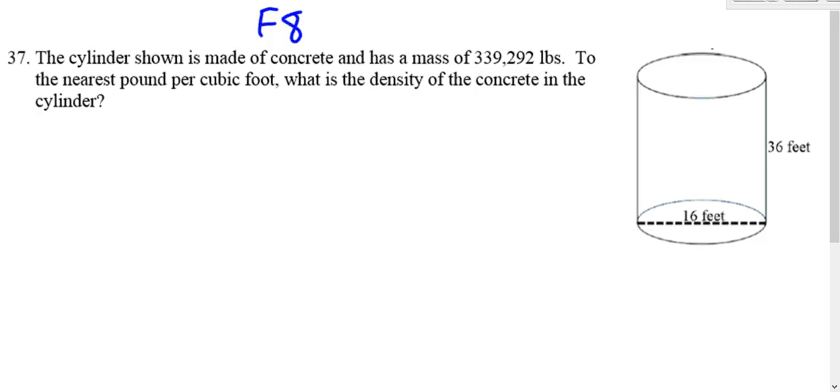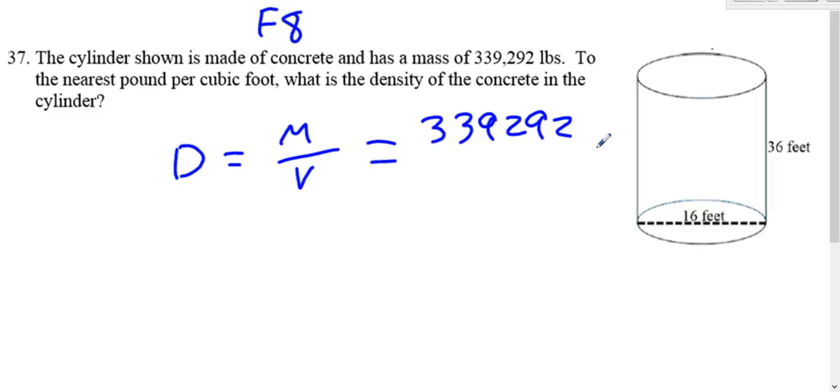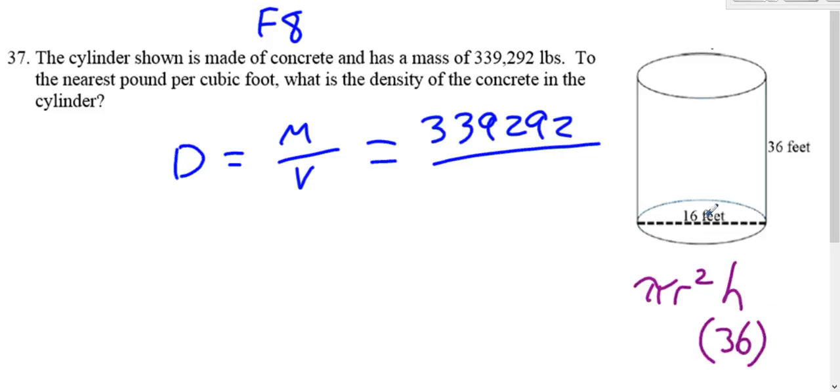Cylinder shown is made of concrete and has a mass of 339,292 pounds. Find the density of the concrete. Density equals mass divided by volume. So we know the mass. We need to divide by the volume after we find the volume. This is a cylinder, so it's pi times radius squared times height. The height is 36. The radius is 8, half of 16.